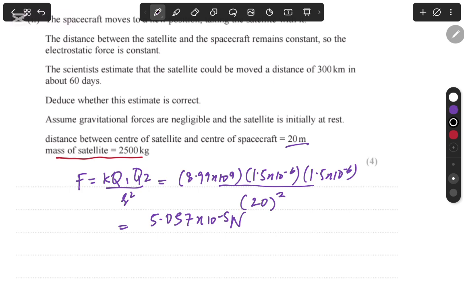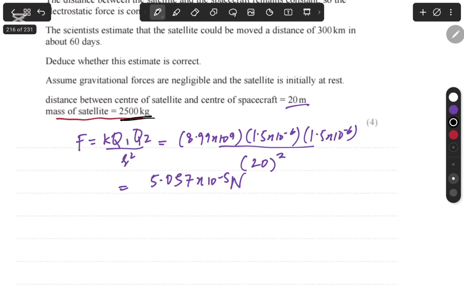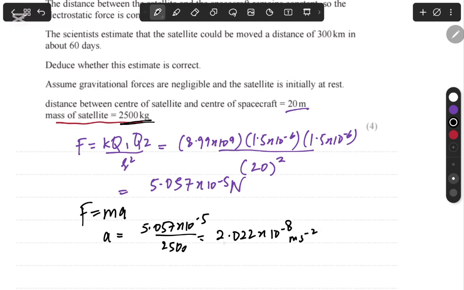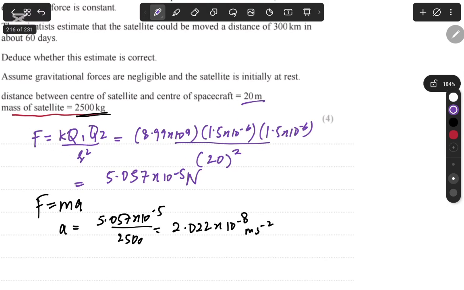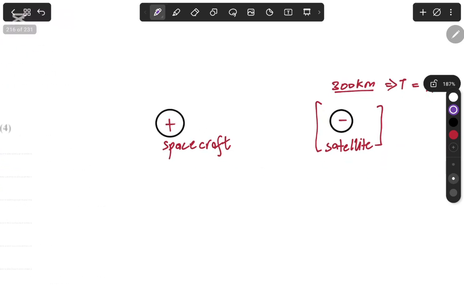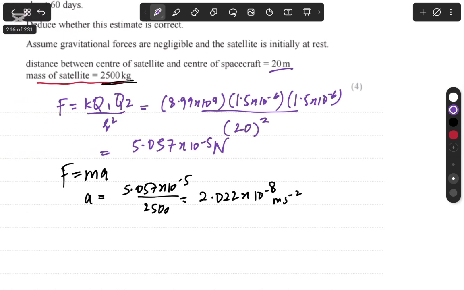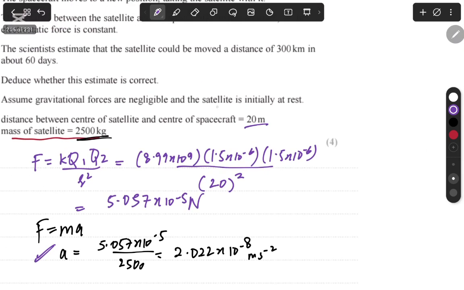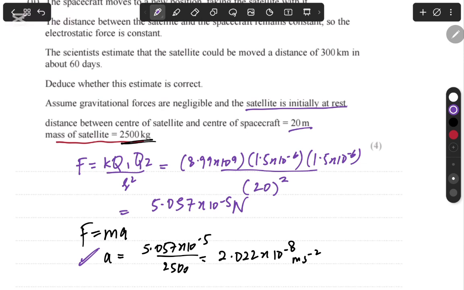Now they have given you the mass in the question. Okay, so what you can do is use F equals ma to find the acceleration. So this is going to be the acceleration of the satellite. Now what we want to find is basically how long it will take to travel 300 kilometers. We have found the acceleration using the information they give us, and they've also told us that the satellite was initially at rest.